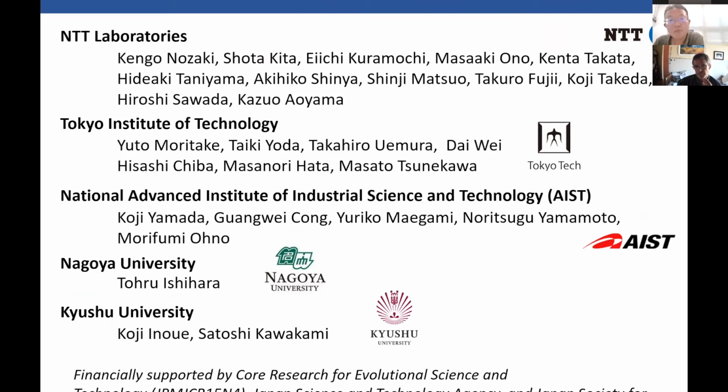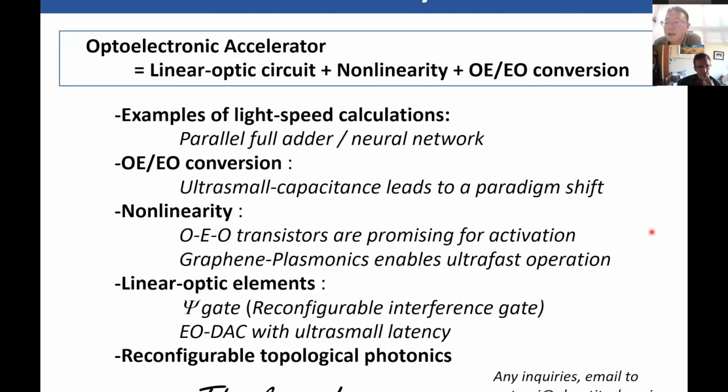So this is a summary of my talk today. I showed 2 examples of optoelectronic accelerators for other and neural network. Then I presented our recent studies for 3 key technologies: OE and EO conversion by using ultra small capacitance, the nonlinear functionalities by using OEO converter and also the graphene plasmonic system, and the linear optic element by playing with the optical interference. And I showed some brief report for the reconfigurable topological photonics.